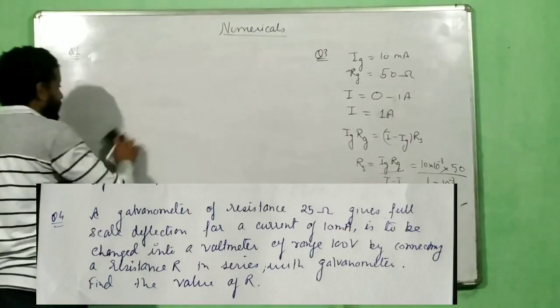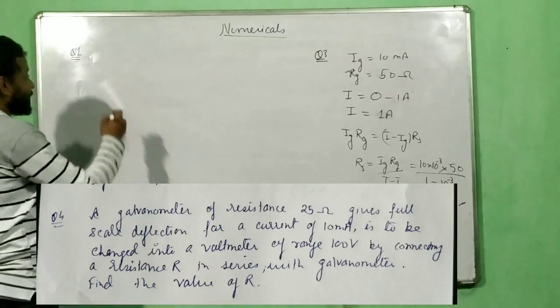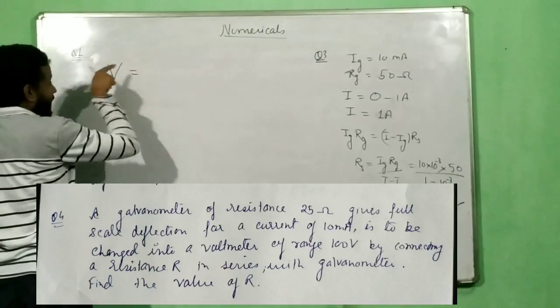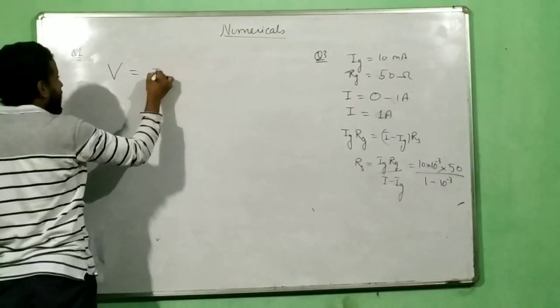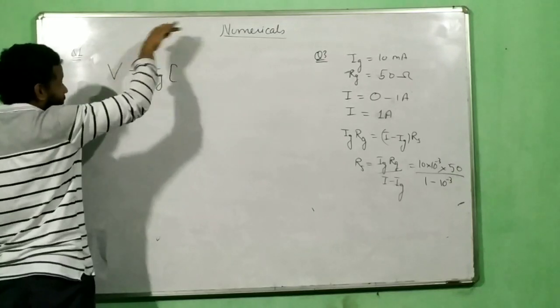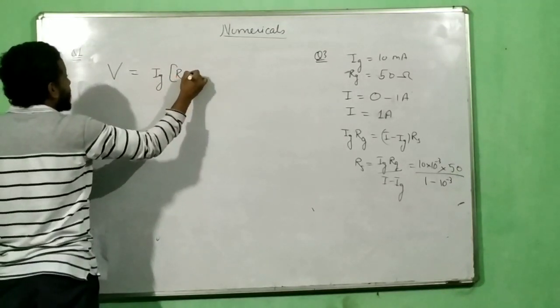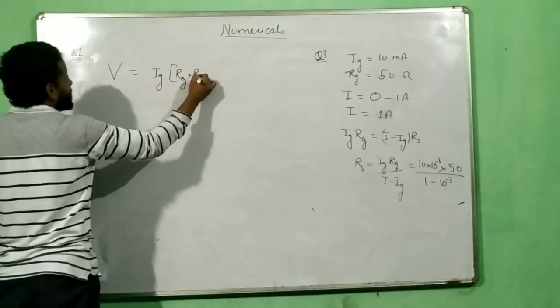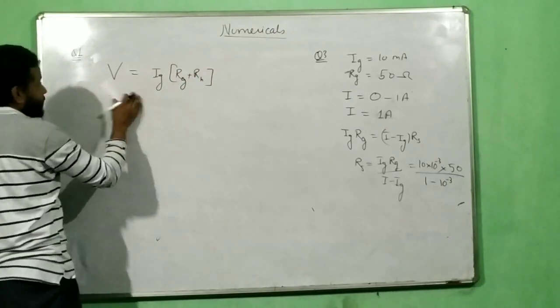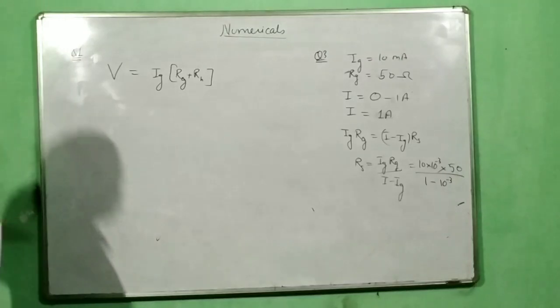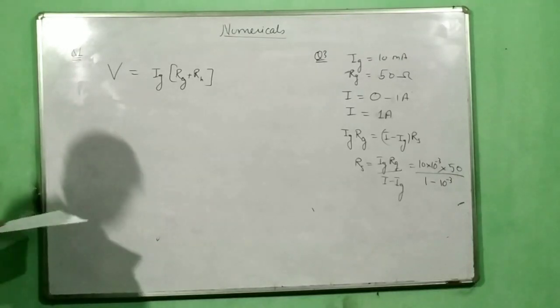So it's a voltmeter question now. Remember in a voltmeter question what is the formula? V, and the current which goes to the galvanometer has to be Ig. Since it's a voltmeter, a galvanometer will be there, and in series you will get one more resistance, and that is called our high resistance. So V equals Ig into (Rg plus Rh). This is the formula for voltmeter.